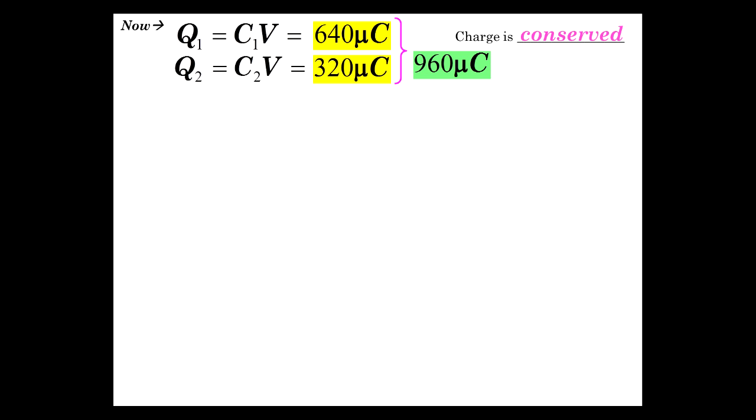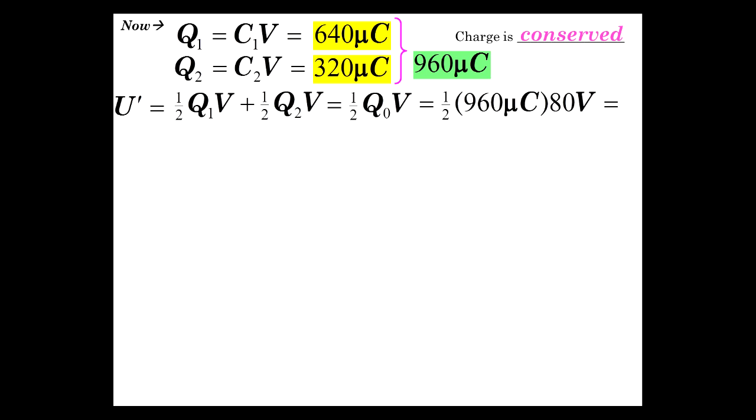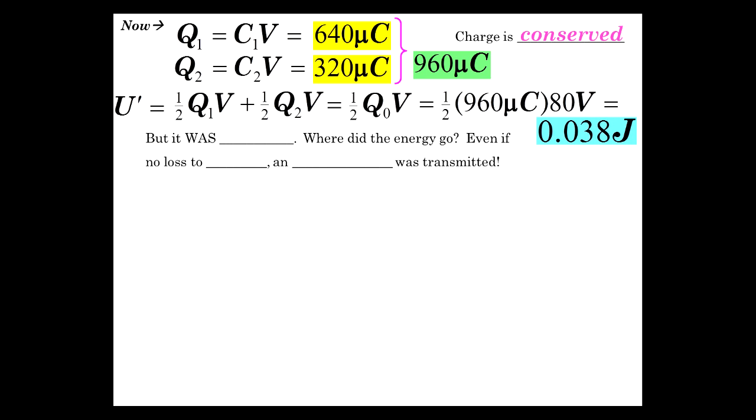All right. What's next? Well, let's find the new potential energy. 1/2 Q1V plus 1/2 Q2V. That's a nice form to look at it in. But you know that Q1 and Q2 together give us the original charge, so it's 1/2 Q0V, V being 80. So there it is, and that gives us 0.038 joules. But it was 0.058 joules.